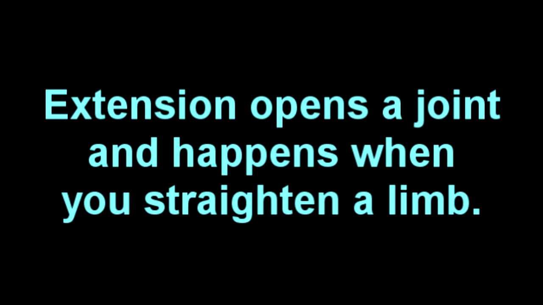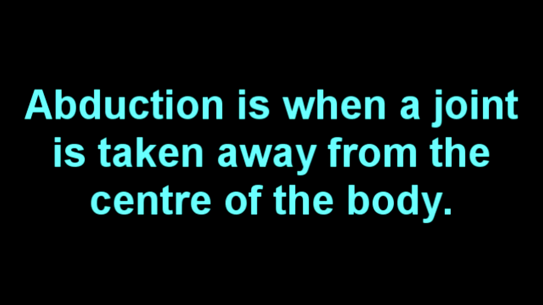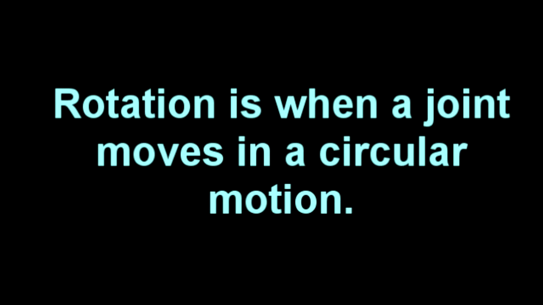Extension. Extension opens a joint and happens when you straighten a limb. Flexion. Flexion closes a joint and happens when you bend a limb. Abduction. Abduction is when a joint is taken away from the centre line of your body. Adduction. Adduction is when a joint is brought closer to the centre line of your body. Rotation. Rotation is when a joint moves in a circular motion.